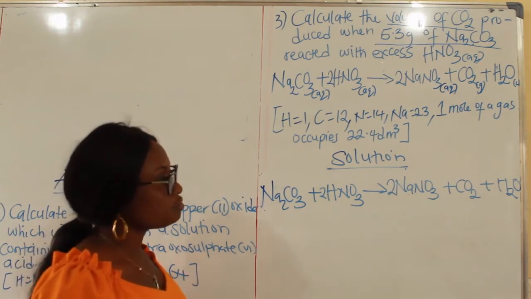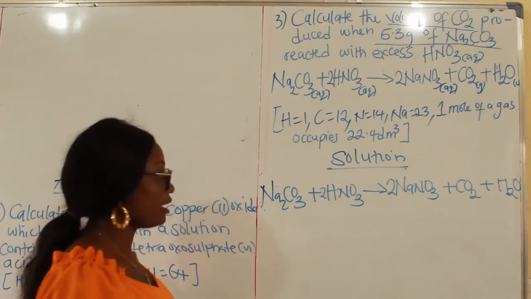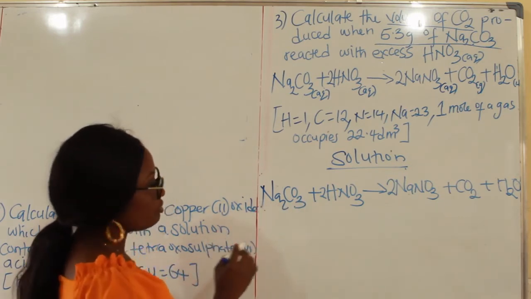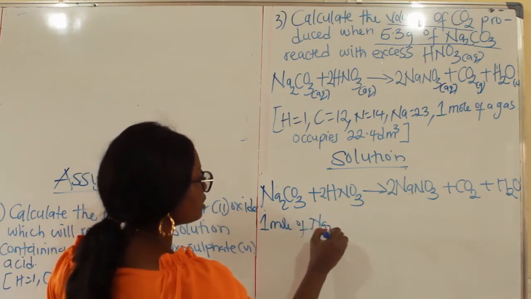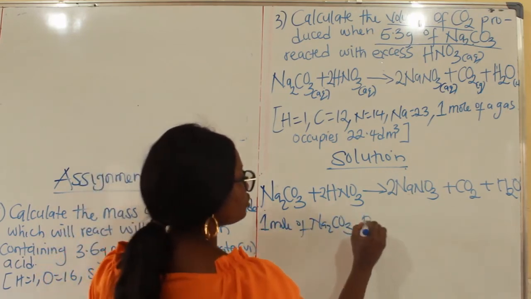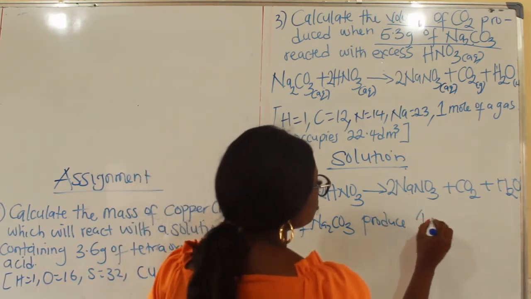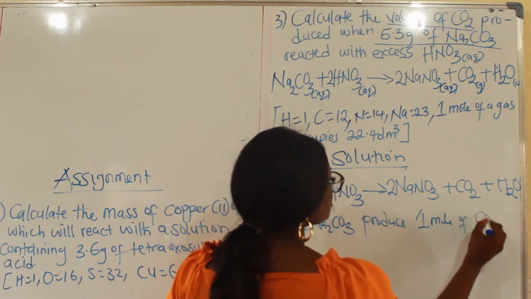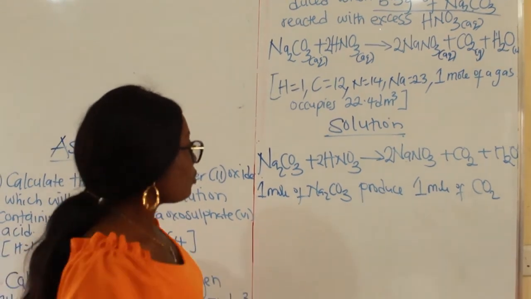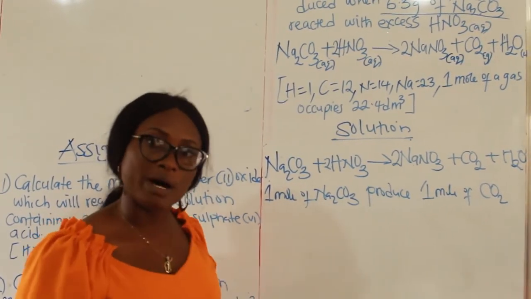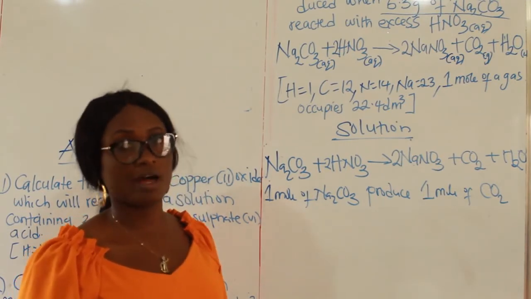Now, the next thing you will do is to equate them based on ratio, okay? So, from this reaction, you see that 1 mole of sodium carbonate produces 1 mole of CO2. Now, from knowledge, you know that 1 mole of a compound that is in solid or liquid state is usually the molar mass of that compound.